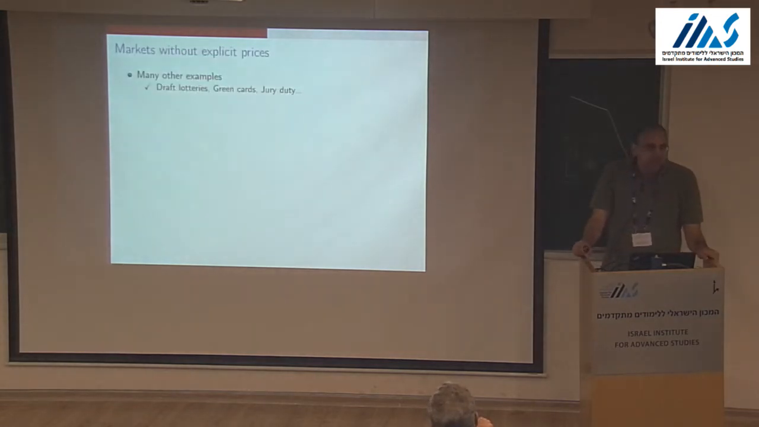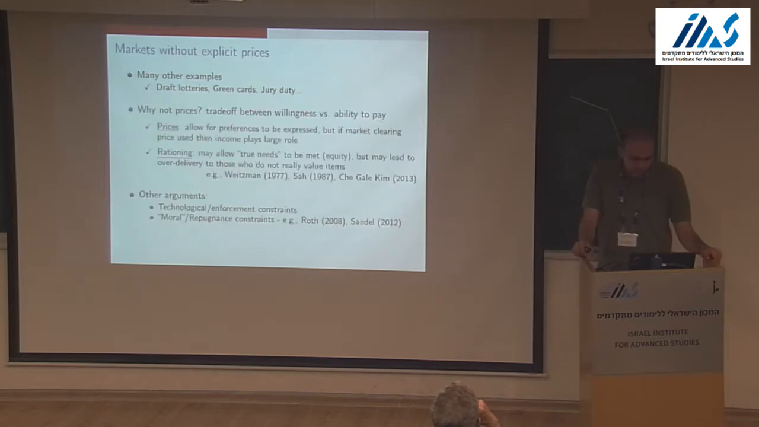And there are many other examples of markets where explicit prices are not used. So in several countries, we have forced conscription or lottery based systems for military service. In the US, green cards are allocated through a lottery system, as is jury duty. And the starting point for the mechanisms I want to talk about is always this question, why aren't we using prices?